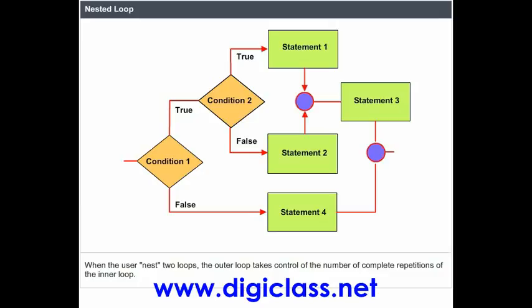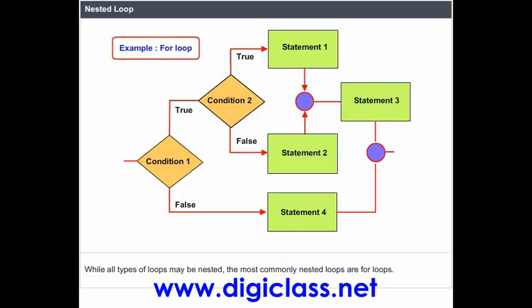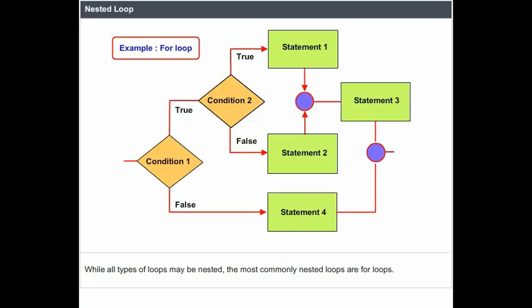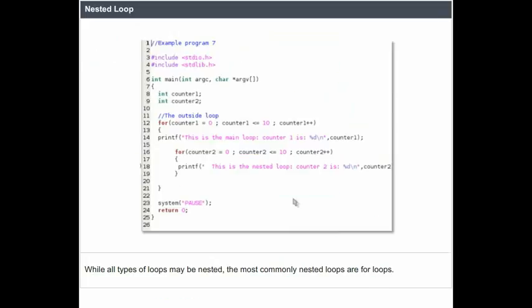When the user nests two loops, the outer loop takes control of the number of complete repetitions of the inner loop. While all types of loops may be nested, the most commonly nested loops are for loops. Example program for nested loop statement.